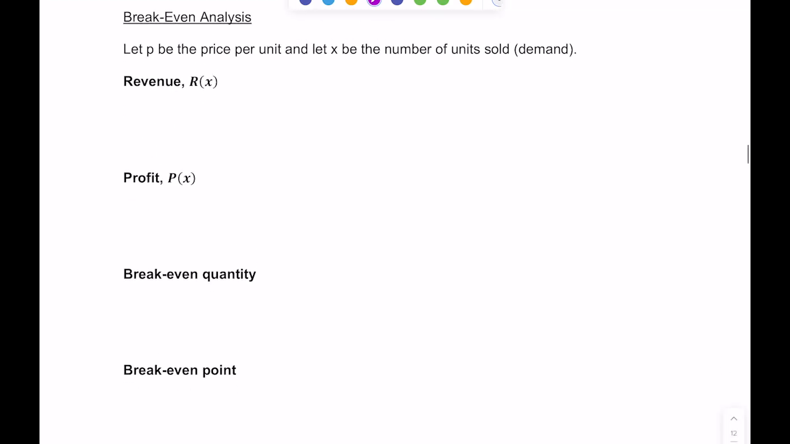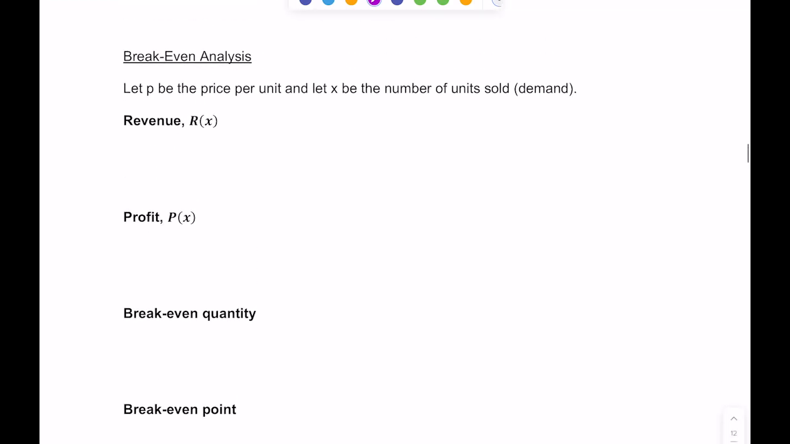Now we're going to go over break-even analysis. So let P be the price per unit and let x be the number of units sold, which is demand. Here are some important terms to be familiar with: you'll hear the words revenue, profit, break-even quantity, and break-even point. What's the difference? Revenue is just the amount of money that a company receives.